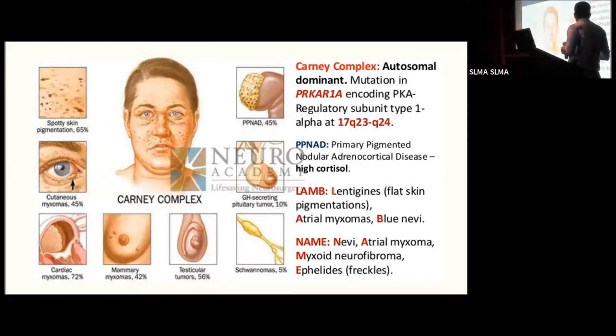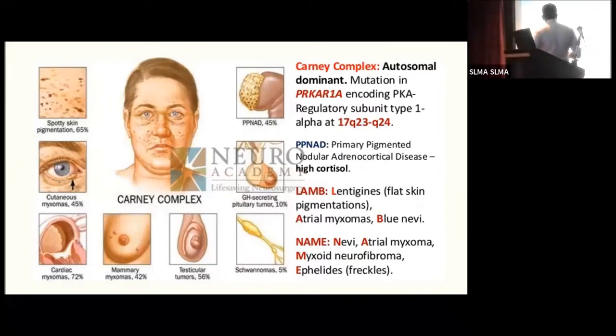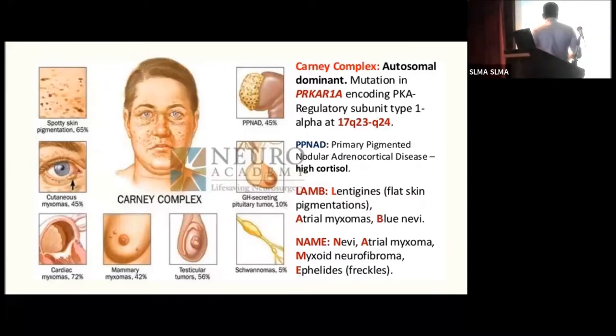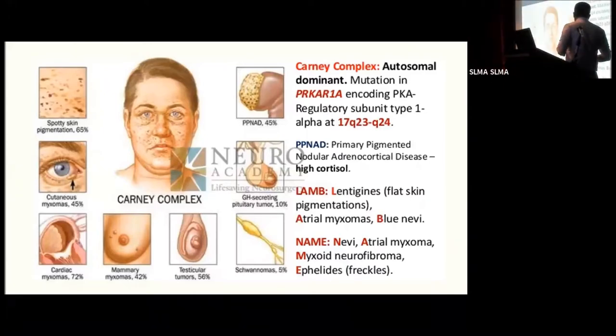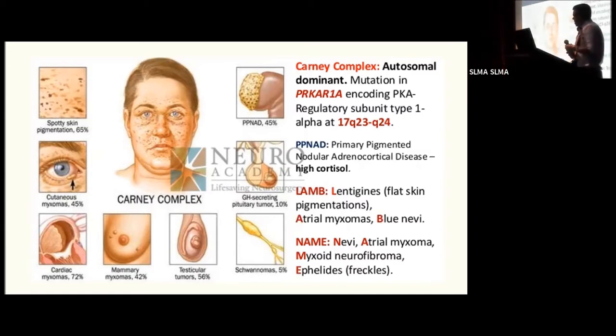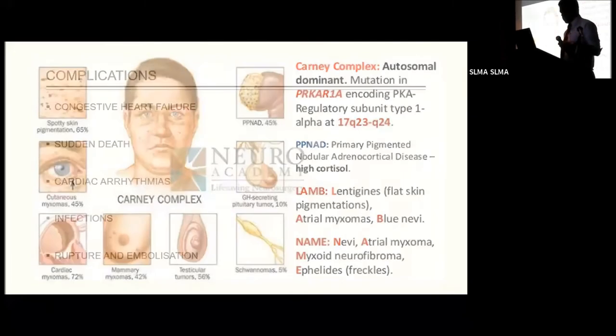Carney complex is autosomal dominant, with mutations in certain genes. LAMB syndrome is lentigines, atrial myxomas, and blue nevi, and NAME syndrome is nevi, atrial myxoma, myxoid neurofibroma, and ephelides. We need to keep them in mind, but have an idea that we have some endocrinological associations as well with the myxomas, and skin associations as well, with generalized manifestations.